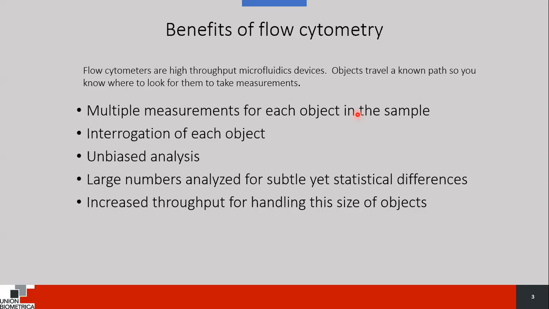And finally, and maybe the most important feature of flow cytometry, is that it provides an increased throughput for handling this size of object. So to do an experiment with these tiny little objects like pollen or protoplasts or any other small object that is normally analyzed by flow cytometry, it would be very tedious to set up those kinds of experiments. And if you have an analyzer that can also sort, you can set up experiments that you otherwise would never even consider trying.